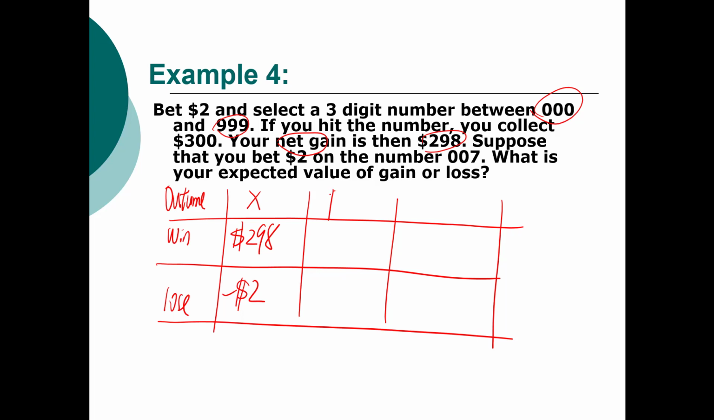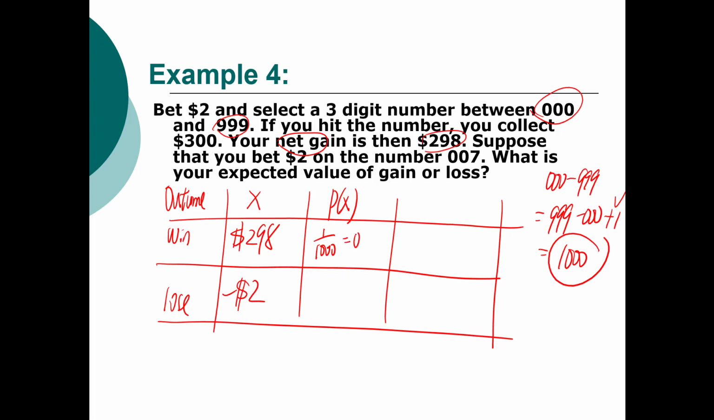And the probability of winning: we know it's between 000 and 999, so there are 1,000 numbers. Adding 1, that's 1,000 numbers. Always remember to include the first number. That's why I have 1 here. Just make sure it's 1,000 numbers. And then only one number is a winning number, which is 007. So it's a 1 over 1,000 chance you are winning the game.